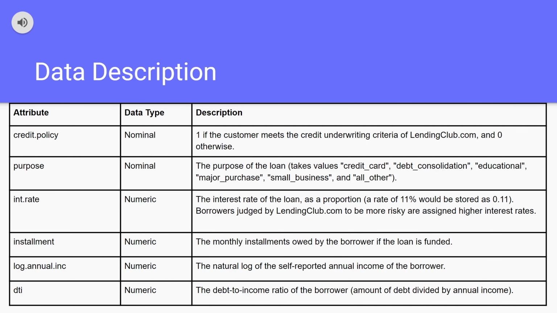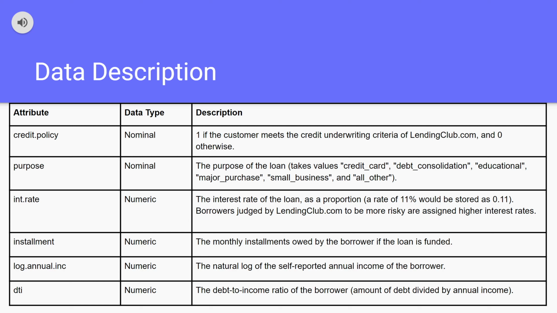So we'd like to review the attributes in our data set. The first one is credit policy, which is a nominal type of data, and it determines whether the customer meets the credit underwriting criteria of LendingClub.com or not. The second attribute is purpose, which is also nominal, and the purpose of the loan is what's classified under this attribute. It could be credit card, debt consolidation, educational, major purchase, small business, and all other.